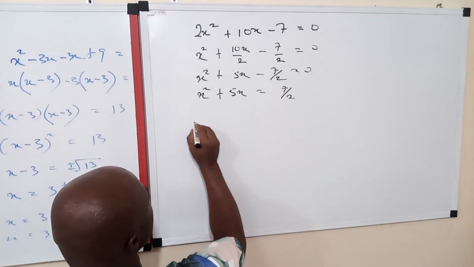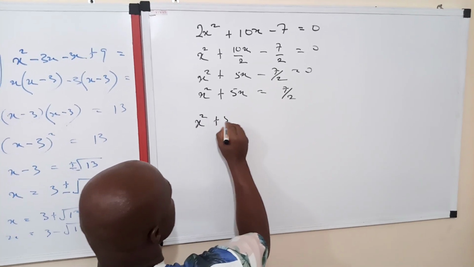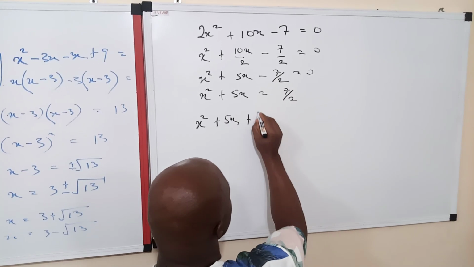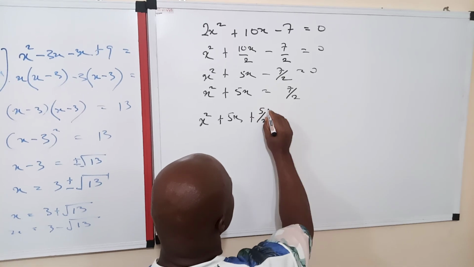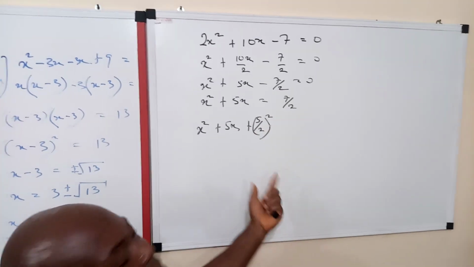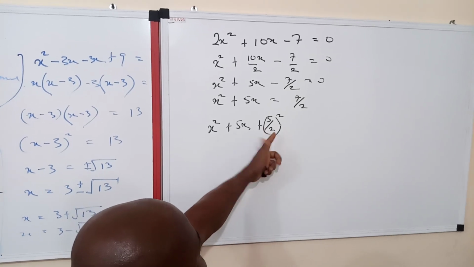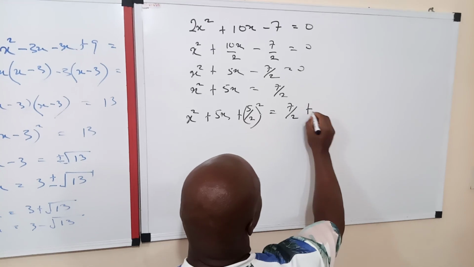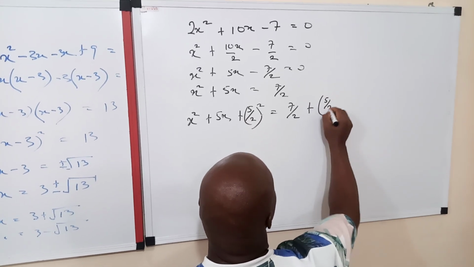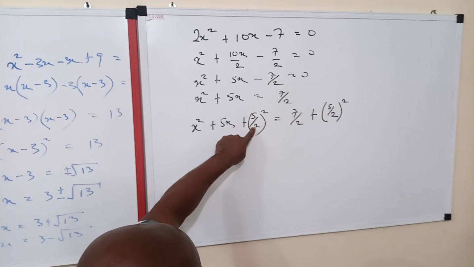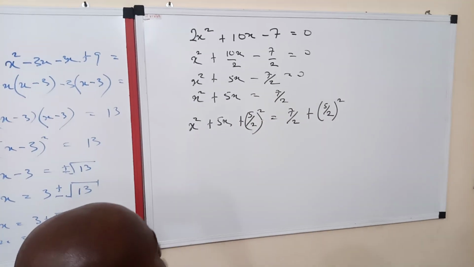So we say x squared plus 5x, add 5 all over 2 all squared. Some persons may want to write it as 2.5. It's still the same thing, but for the sake of this class, I will keep it like this. And we add it to both sides. Here we have 5 all over 2 all squared. That is half of this one. Then we square it. That's what we have done.